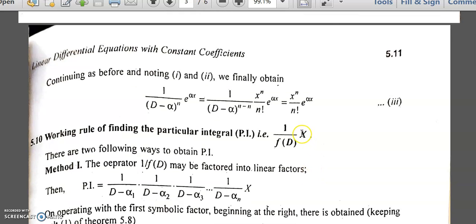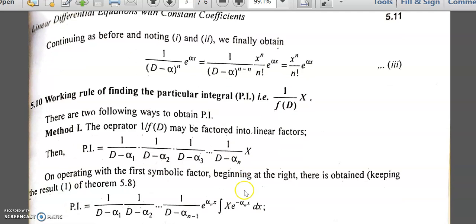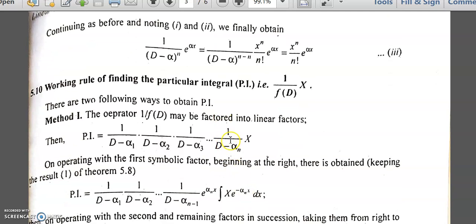So what you have to remember is that there are two methods. One method is that f of d can be factorized into linear factors. Suppose it is an n degree polynomial, so we can factorize it into n factors. Suppose the factors are d minus alpha 1, d minus alpha 2, d minus alpha 3 up to d minus alpha n, operating on x. So for the first one, 1 by d minus alpha n operating on x, you get e to the power alpha n x integration over x e to the power minus alpha n x dx. Similarly you do the procedure.